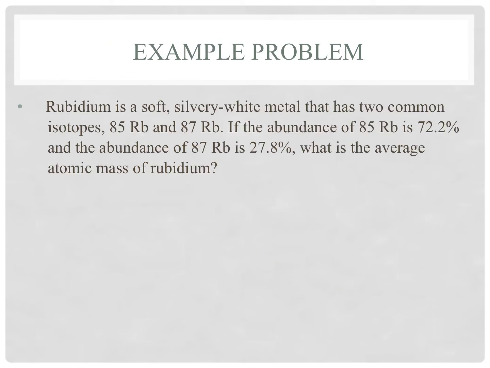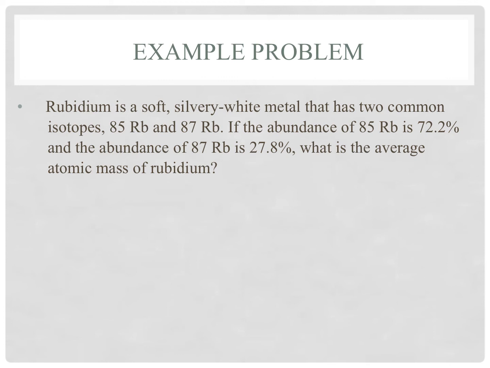Okay, so we're going to do one practice problem where we practice calculating the average atomic mass for an element. Rubidium is a soft, silvery white metal that has 2 common isotopes, 85 rubidium and 87 rubidium. If the abundance of 85 rubidium is 72.2% and the abundance of 87 rubidium is 27.8%, what's the average atomic mass?